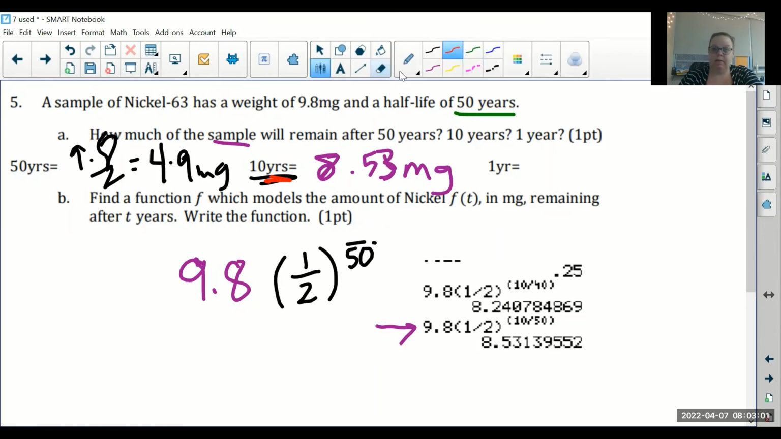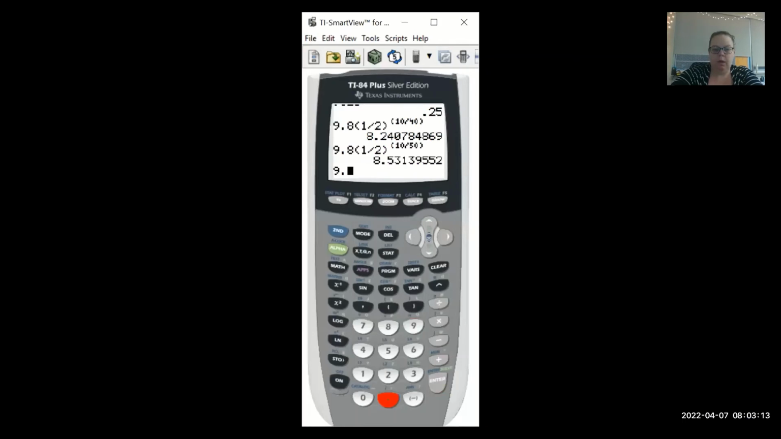All right, and then 1 year, all I need to do is change this 10, because now I don't want 10 out of the 50 years. I just want one out of 50 years. So I just want 1 out of 50 years, so it's 1. So I'm going to type the whole thing back into the calculator, 9.8, 1/2 because it's a half-life, and my exponent this time is 1 over 50, and I get 9.665, so I would write 9.67.